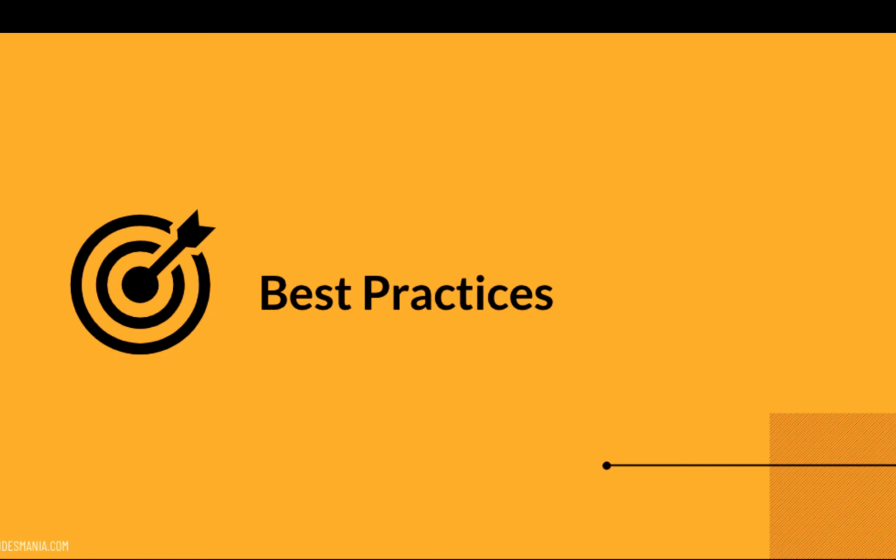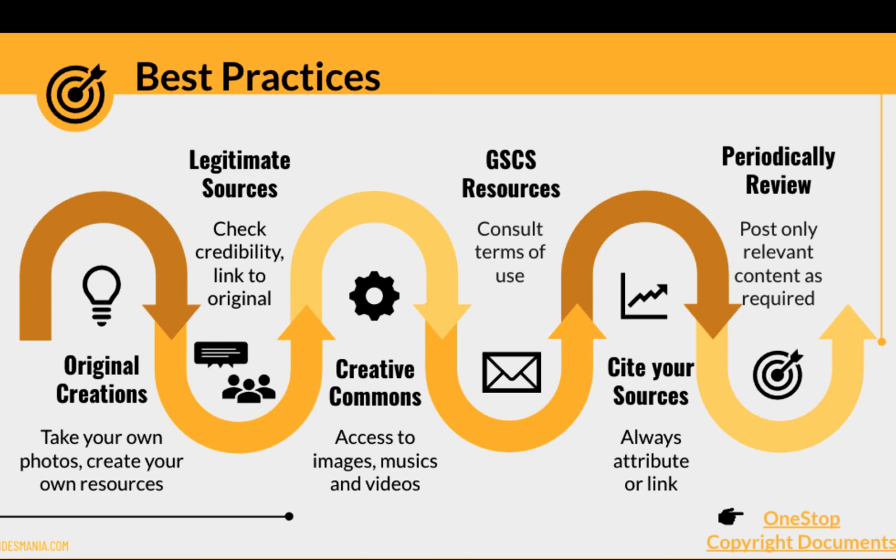In summary, there are a few best practices to be mindful of to ensure you are adhering to copyright. Number 1, create your own resources or take your own photos while always adhering to media release guidelines. Number 2, link to legitimate sources for resources such as videos. Consider live read-alouds wherever possible. Number 3, use Creative Commons resources. Filter your searches for copyright-free images and music. Number 4, use online division or ministry resources wherever possible. The GSCS terms of use can be found linked in the slide.